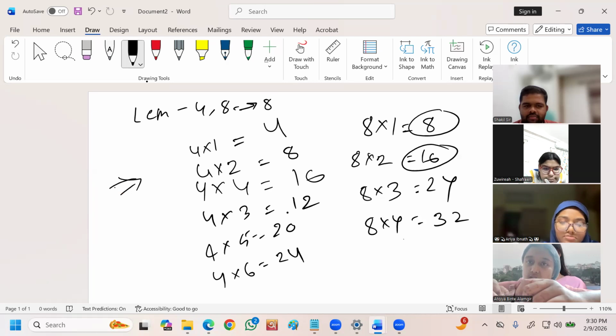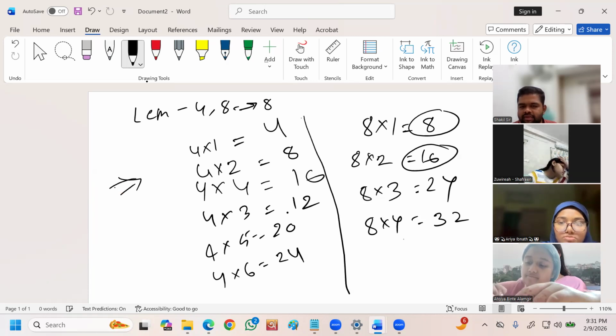So this is the primary method, right? Very first method of calculating LCM. You can write the multiples and compare the equal multiples of the numbers. And then you can choose the lowest common multiple. That is your LCM. So I think I made myself clear on this point, right?